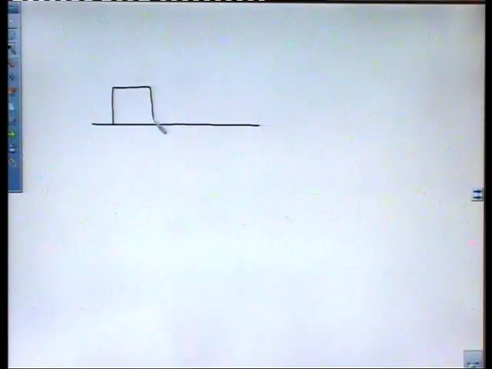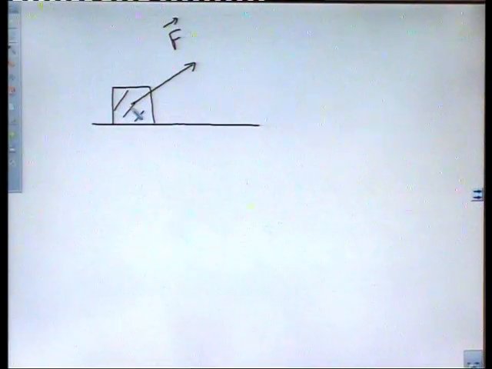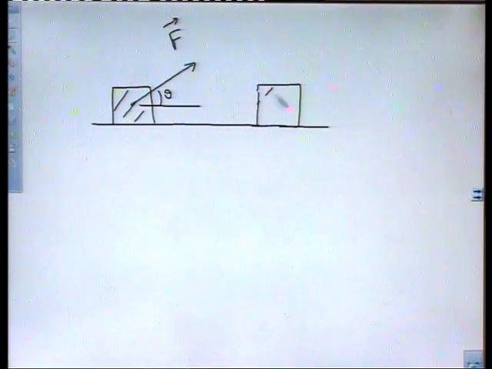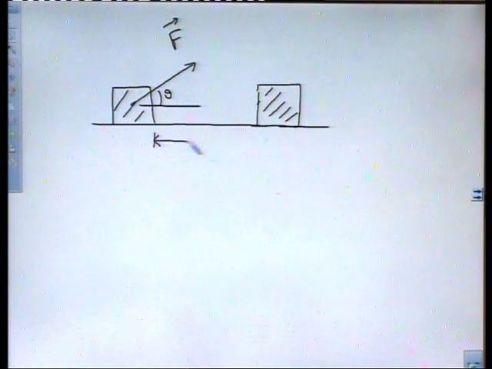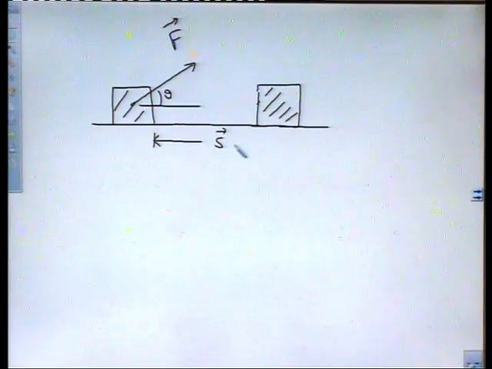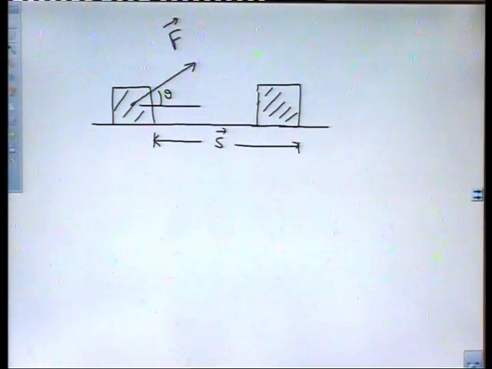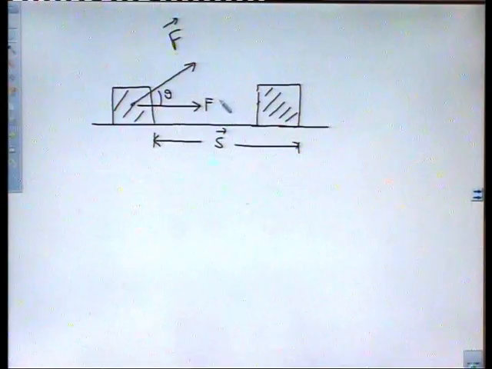Sometimes the force may be acting at a certain angle and the body moves along the horizontal. These arrows show that force and displacement are vector quantities, and then we will have the component of this force in this direction, which will be F cos theta.